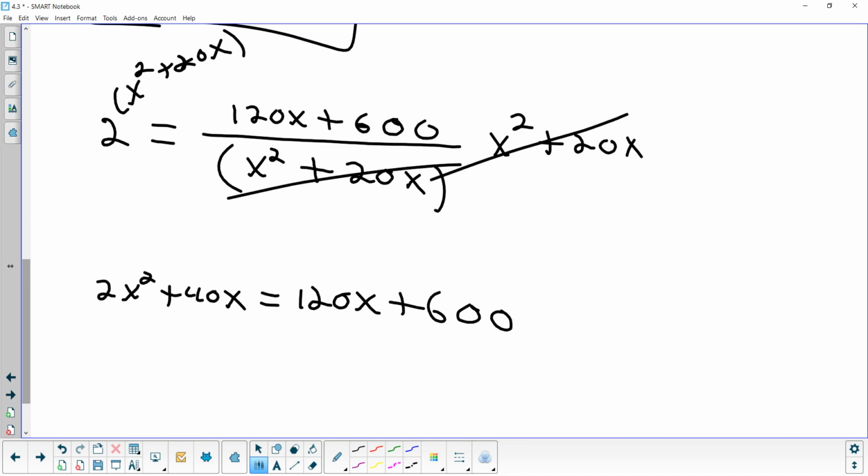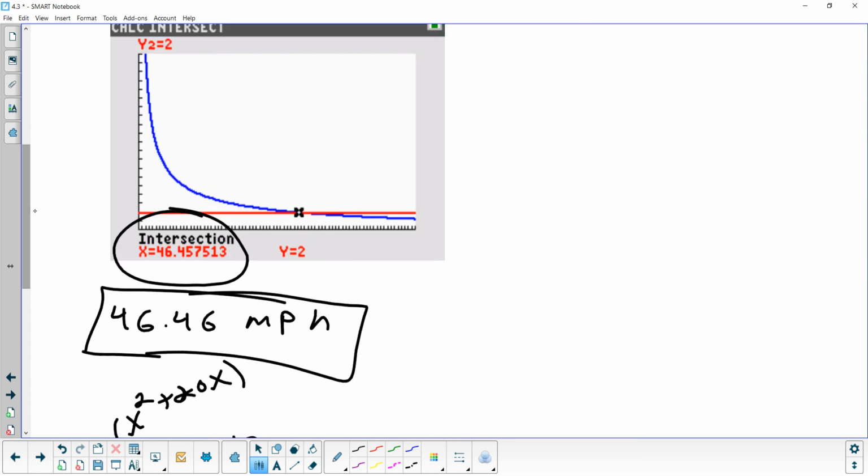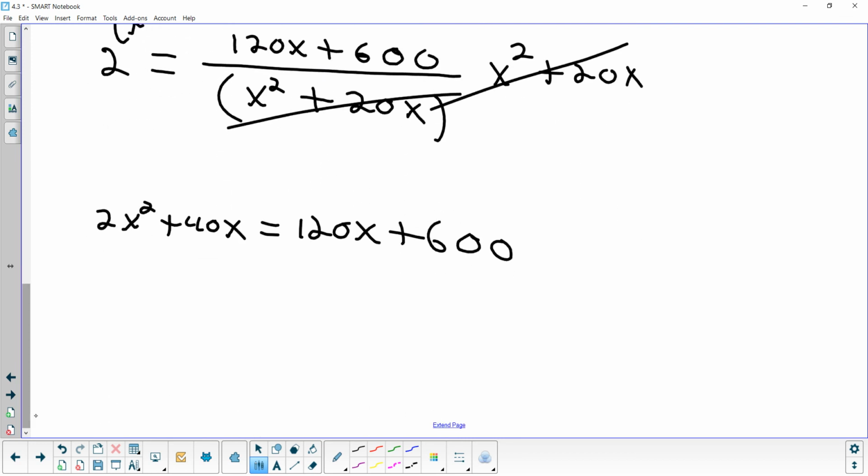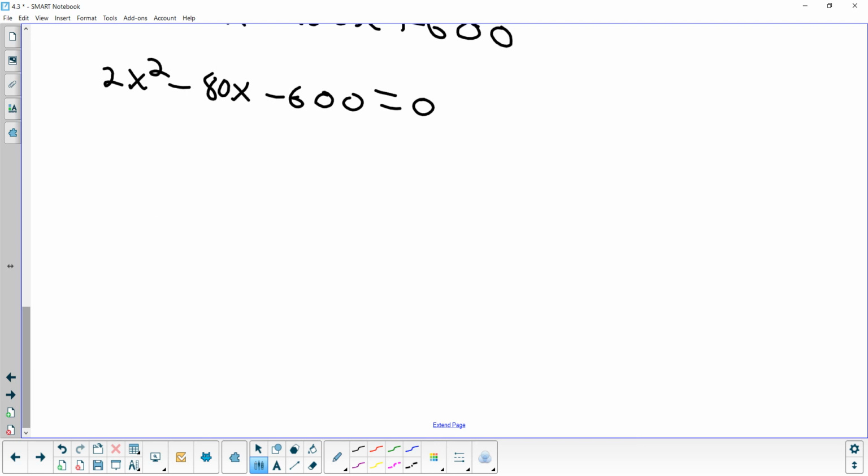So now we'll bring everything to one side and solve it. We already know we're not going to be able to factor it because we got a pretty messy answer here. So we're probably going to have to use the quadratic formula. We're going to have 2x squared. Let's bring the 120 over. What's 40 minus 120? Negative 80x minus 600. Now, if you wanted to keep the numbers down in the quadratic formula, you can divide everything by 2 to start: x squared minus 40x minus 300. And let's see what we get.